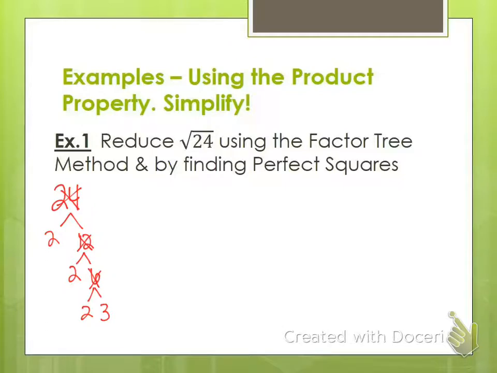What do we have a pair of? 2. So we've got a pair of 2s. What's alone? A 2 and a 3 are both alone. Anything that had a pair, one of those numbers goes outside the radical. So we can bring out 1, 2. Anything that didn't have a pair stays underneath the radical, and they would get multiplied back together. So what would we have? A 6.